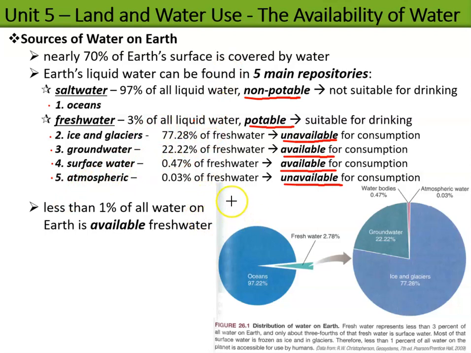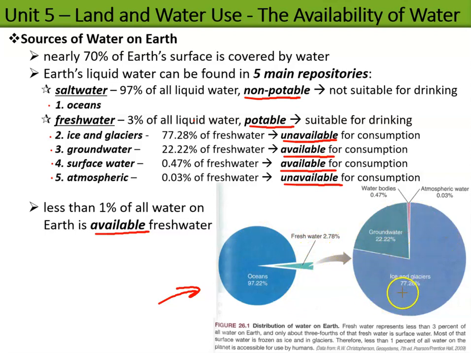So what this means, if you add it all up, is that only about 1% or less than 1% of all water on Earth is actually available fresh water. It's a very, very small amount. And these graphs over here show the breakdown between the oceans and seas, which are saltwater, freshwater, and then we look at the freshwater and what that consists of.